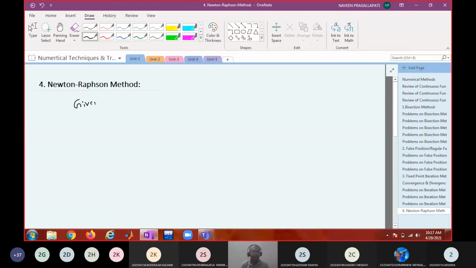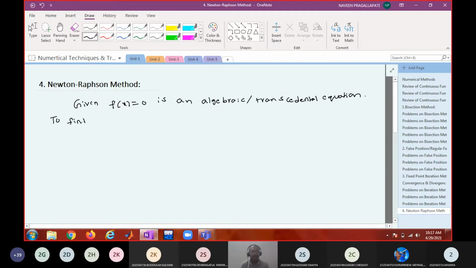So given f of x equal to 0 is an algebraic or transcendental equation. Okay, so we want to find out a real root of the equation f of x equal to 0.